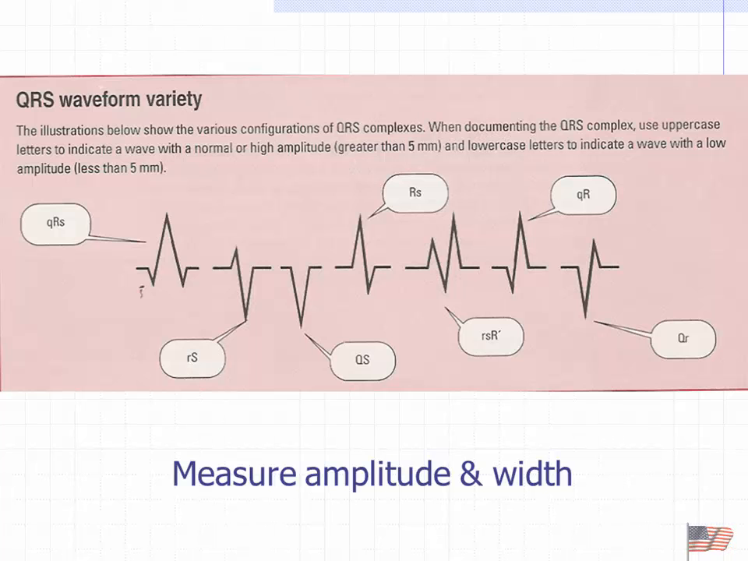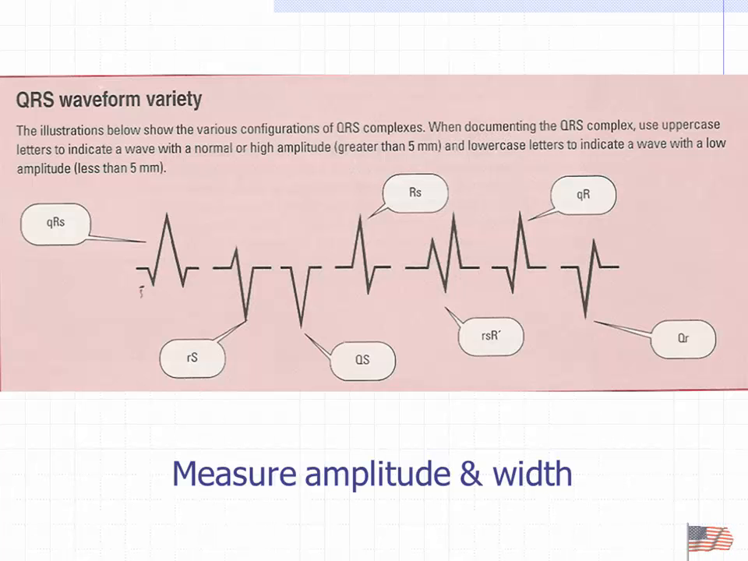Now, they're not always all there. We don't necessarily have to have a Q as a part of the QRS complex. It can be missing. So under ordinary conditions, this is what we see: Q wave, R wave, S wave. But I can just have an RS.